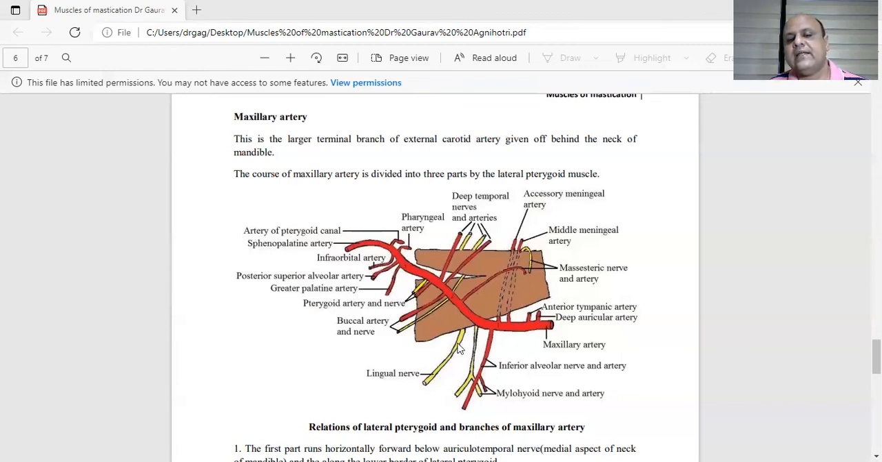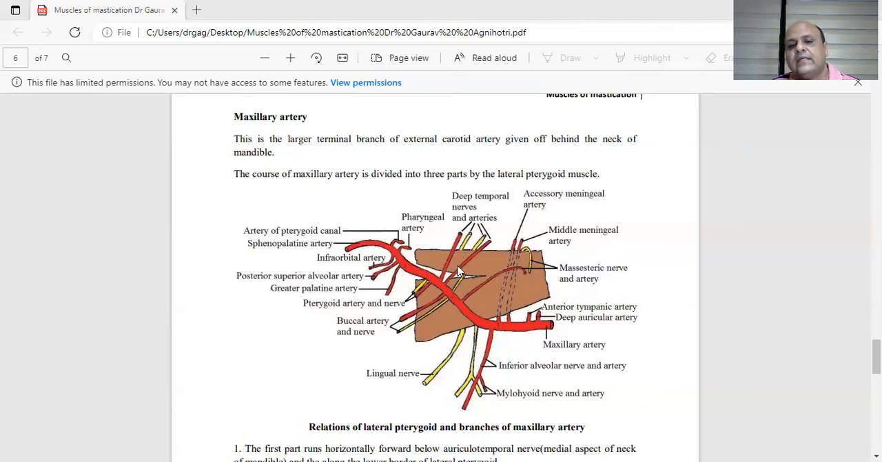See how it is lying in relation to the lower border of lateral pterygoid muscle, and the inferior alveolar nerve, how it is lying in relation to the lower border of lateral pterygoid muscle, and the middle meningeal artery is also passing in relation to the lower border of lateral pterygoid muscle, and the maxillary artery is lying superficial to the lower head of lateral pterygoid muscle.